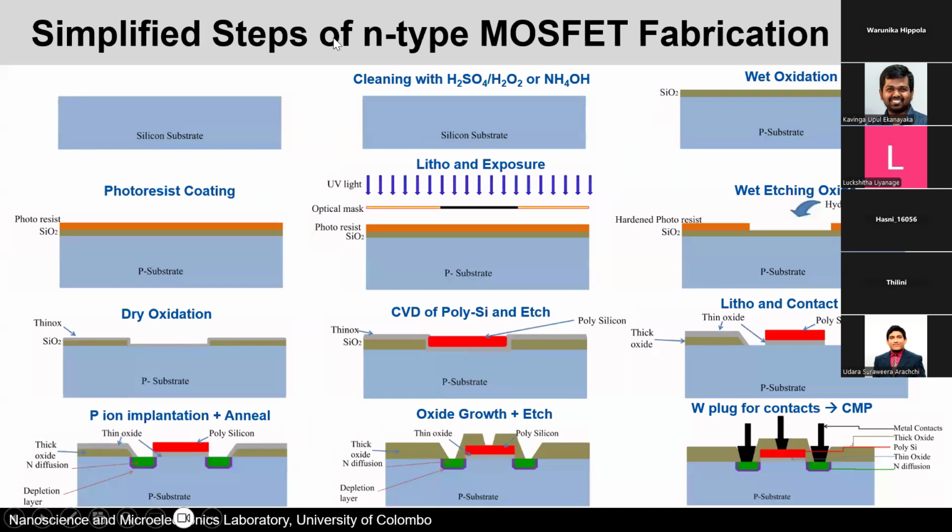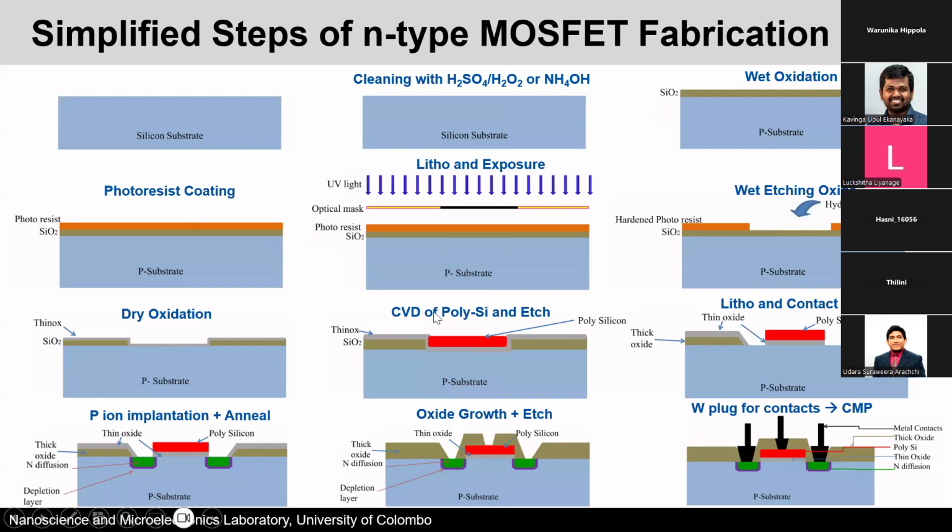So this is a very simplified process flow for an NFET fabrication. I just want to make sure that I go over this because we discussed some of these processes just now. We start with the silicon substrate, clean it with some oxide, some silicon with Piranha solution, sulfuric acid and peroxide. Then we do the wet oxidation to make a thick oxide, and then we do the photoresist coating, litho and exposure to make this particular structure. Then we do the wet etching to make sure that this area is etched in the oxide, right? And then we do the oxidation again, oxide forms on top of the layer.